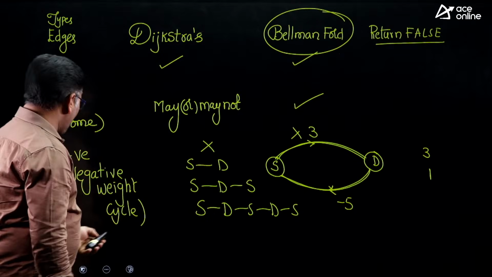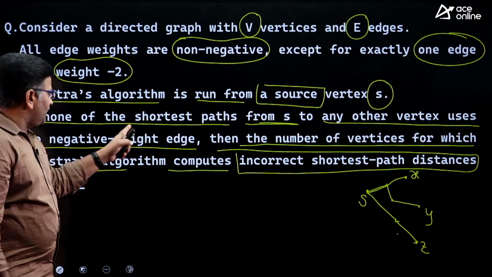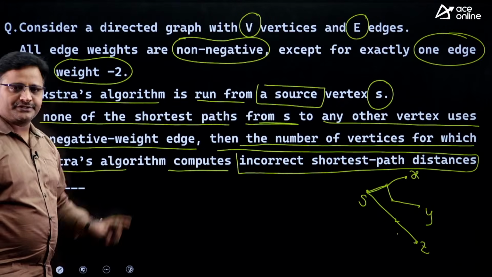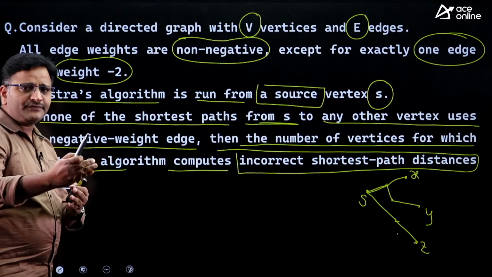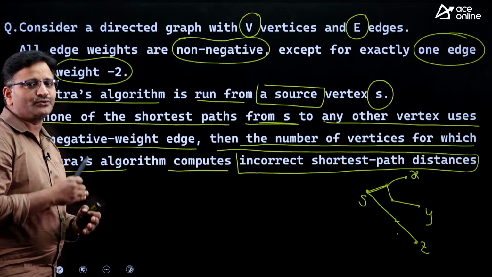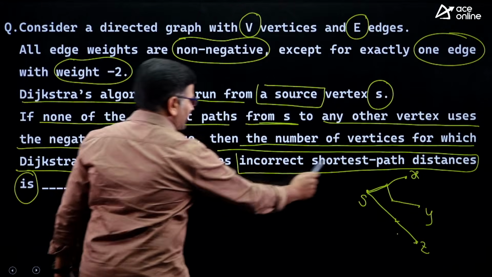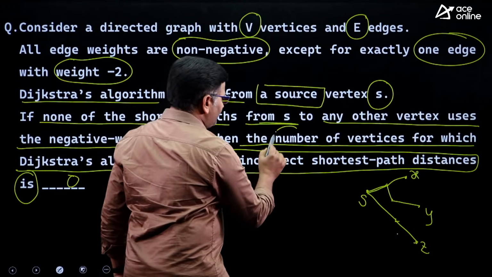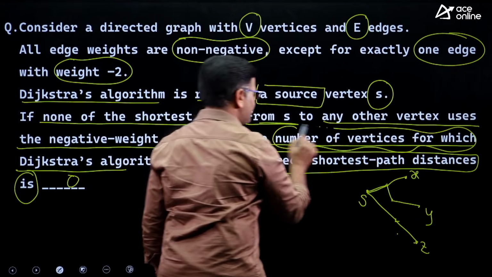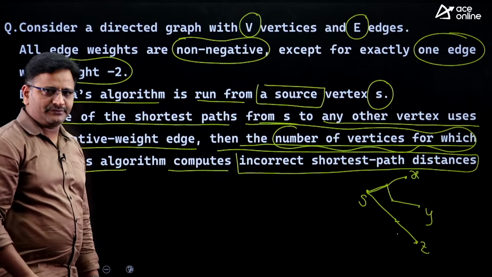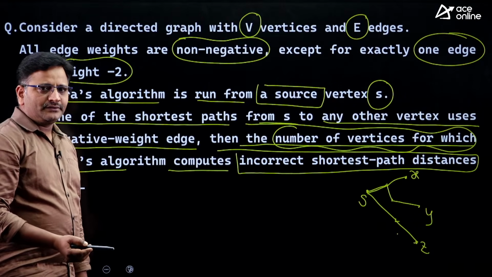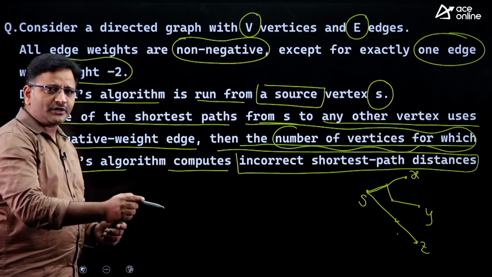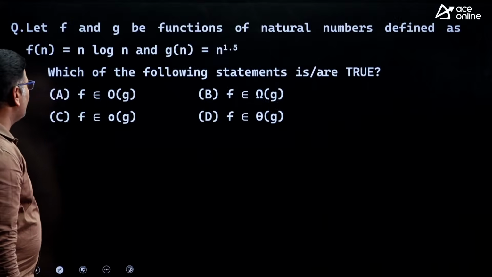Okay, in our problem, if none of the shortest paths from source to other vertices uses negative weight edges, meaning no destination vertex uses negative weight edges from the source, in that case incorrect shortest path distances are possible for only 0 vertices. They are asking the number of vertices, look at it, friends, obviously 0 vertices can compute shortest path incorrectly. The reason is the shortest path is not passing through negative weight edges, okay. Next question, friends.